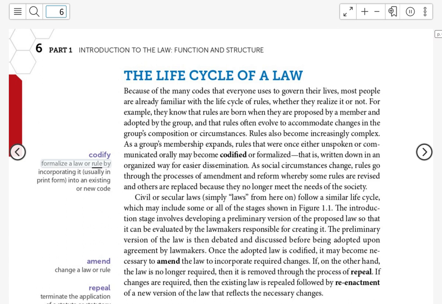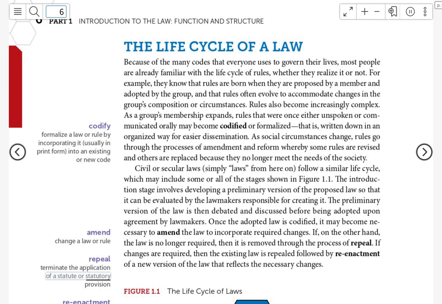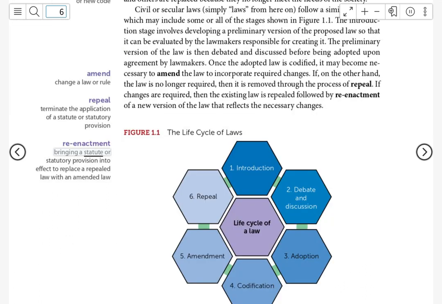Codify, formalize a law or rule by incorporating it, usually in print form, into an existing or new code. Amend, change a law or rule. Repeal, terminate the application of a statute or statutory provision. Reenactment, bringing a statute or statutory provision into effect to replace a repealed law with an amended law.